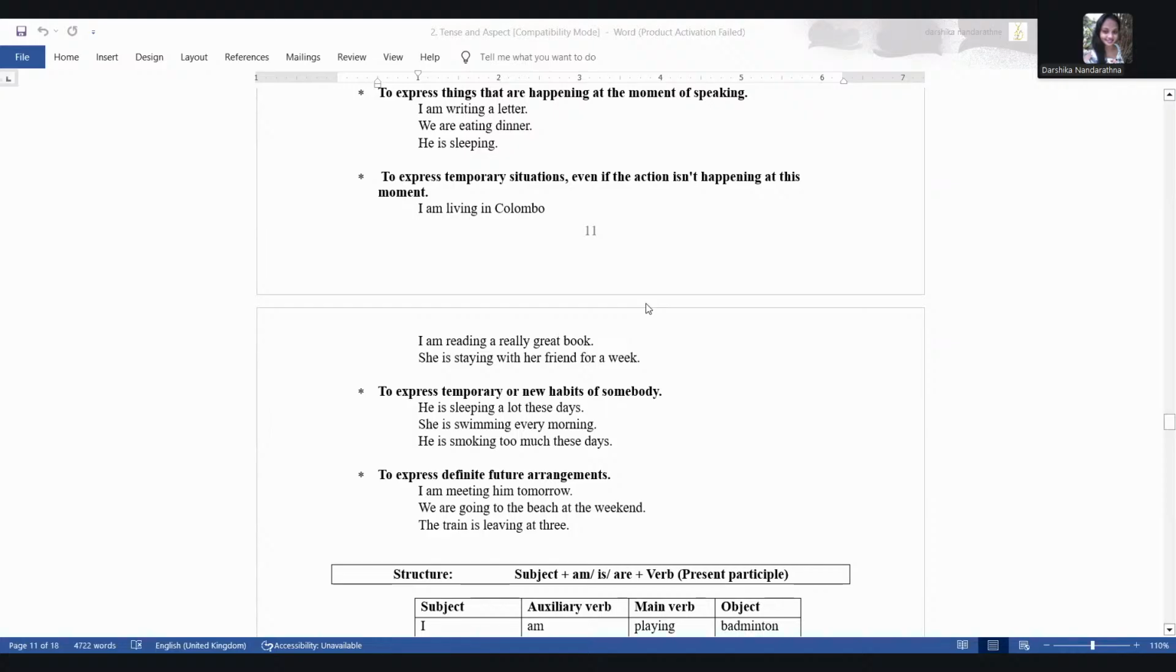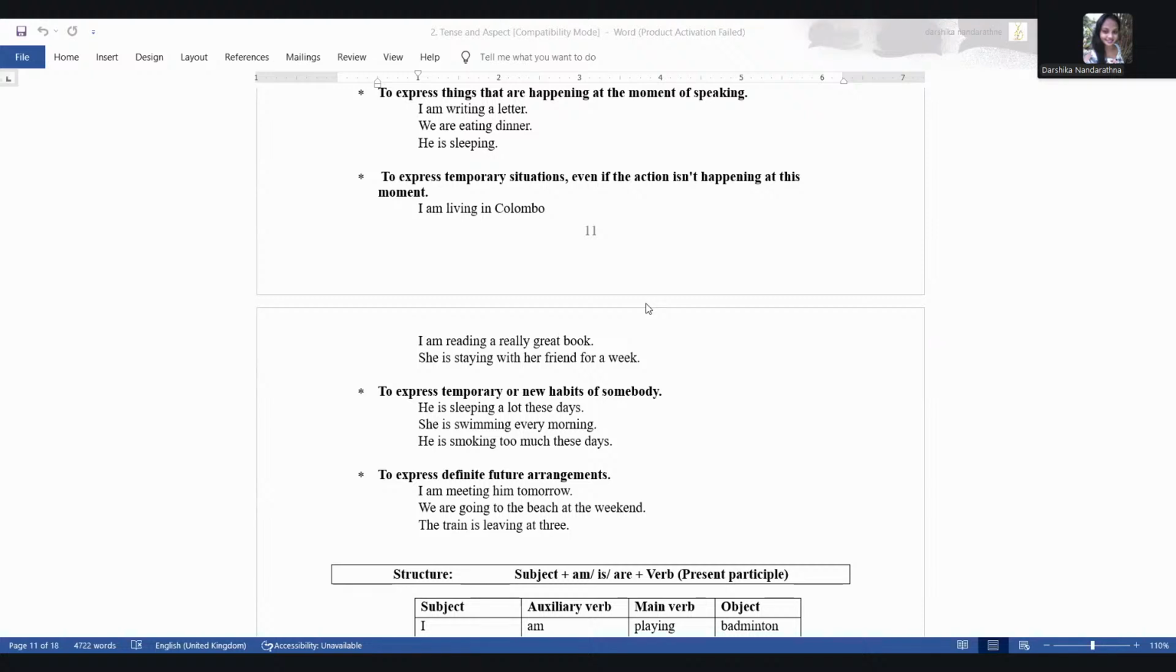And also, we can use present continuous tense to express temporary situations, even if the action isn't happening at this moment. We can use this tense to tell about temporary situations too. For example, I am living in Colombo. These days I am living in Colombo. Usually I live in Kurunagala.